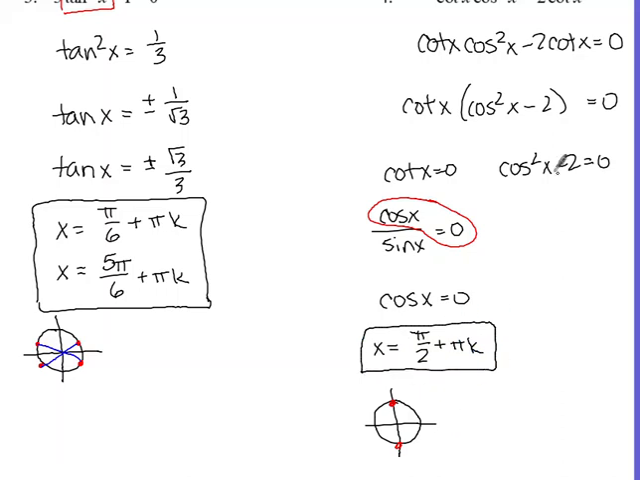Now let's look at our other factor. We had cosine squared of x minus 2 equals 0. So if we add 2 to both sides and then take the square root, we get cosine of x equals plus or minus square root of 2. Well, square root of 2 is bigger than 1, so that never happens on the unit circle. So our only answer is x equals pi over 2 plus pi k.